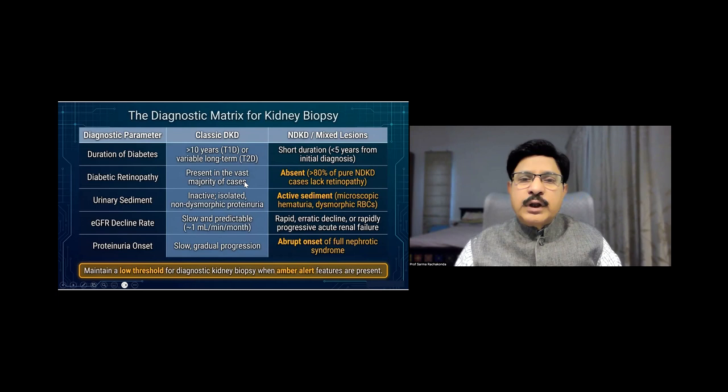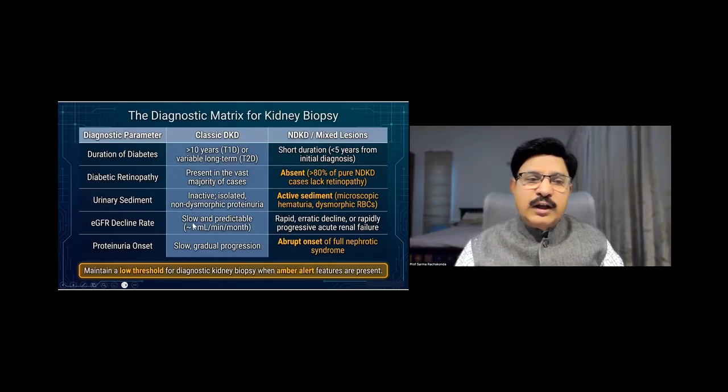Diabetic retinopathy is present in the vast majority of cases. It is absent in 80% of pure NDKD, which lacks clinically detectable retinopathy. If a patient has no retinopathy and there is CKD, it is the mixed lesion or NDKD.